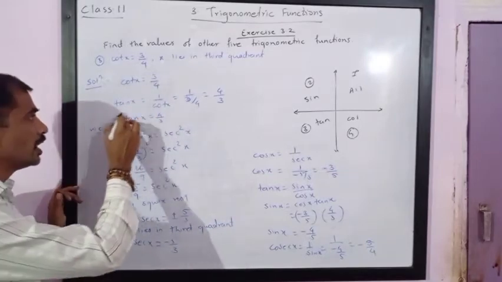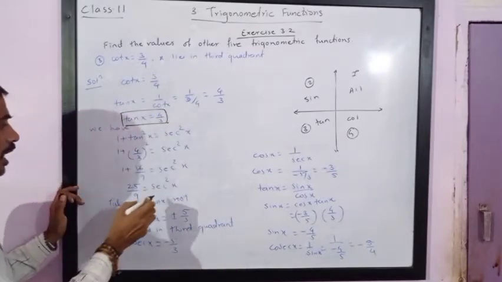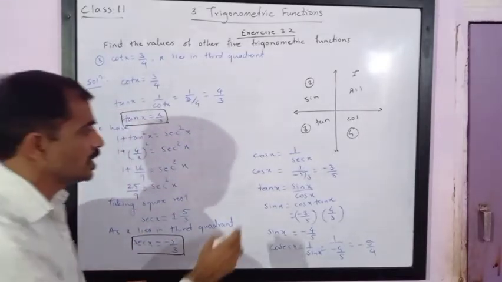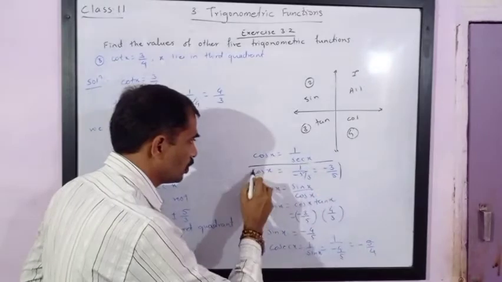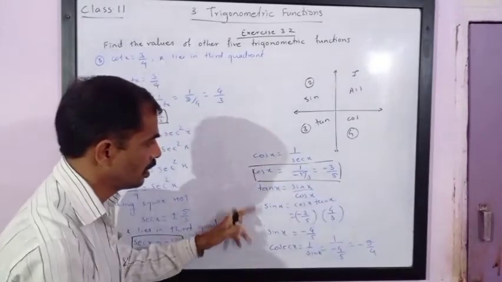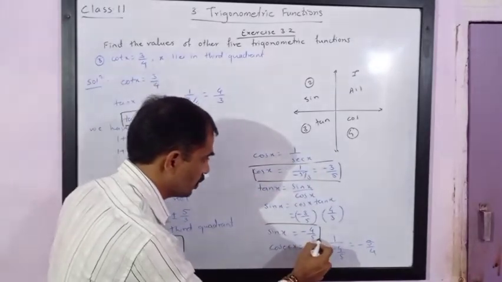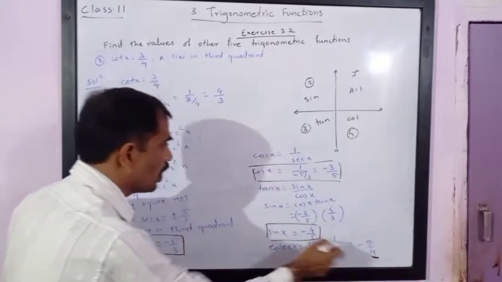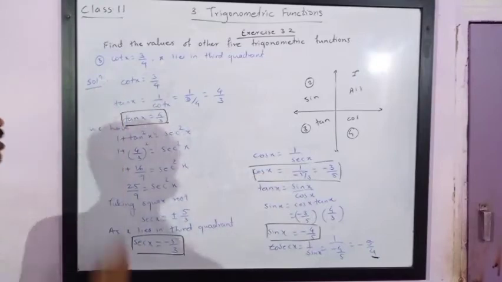So here it is: tan x is equal to 4 upon 3. Then sec x is equal to negative 5 upon 3, then cos x is equal to negative 3 upon 5, then sin x is equal to negative 4 upon 5, and lastly cosec x is equal to negative 5 upon 4. This is cosec's value. 1, 2, 3, 4, 5, and 1 was given, so 6.